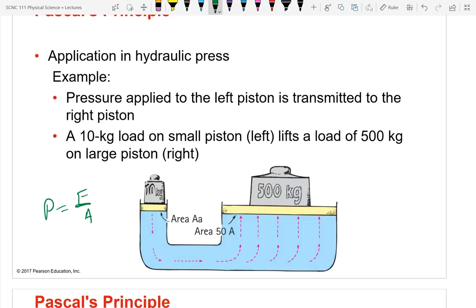On the left-hand side, we have 10 kilograms. What's the force down due to 10 kilograms? If I have 10 kilograms, what does it weigh? That's its mass, not what it weighs. You have to multiply it by 9.8. So that would be 98 newtons on that side. The other side has 50 times the area. So the force that it can push up, since force is pressure times area, will be my original pressure, 98 newtons divided by area, multiplied by my new area, 50 times the area. So it can lift 50 times the weight. And that's 50 times the mass, hence the 500 kilograms.